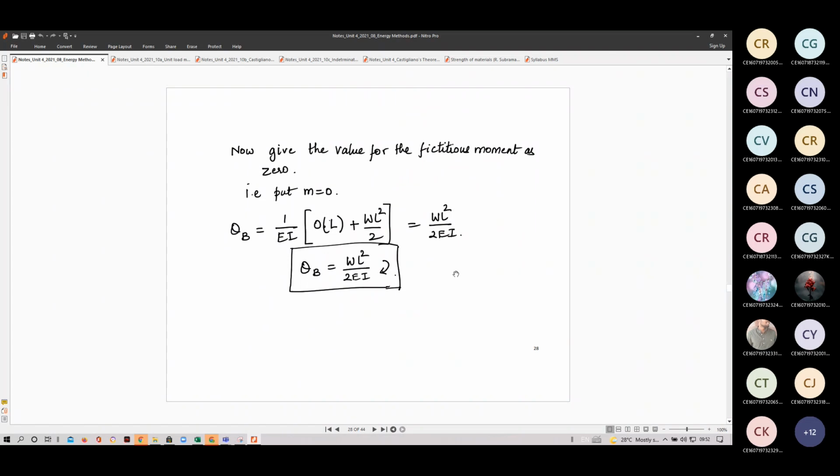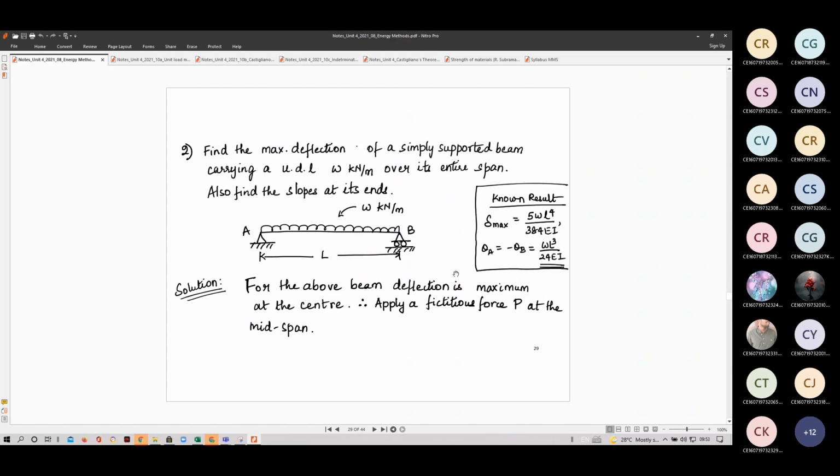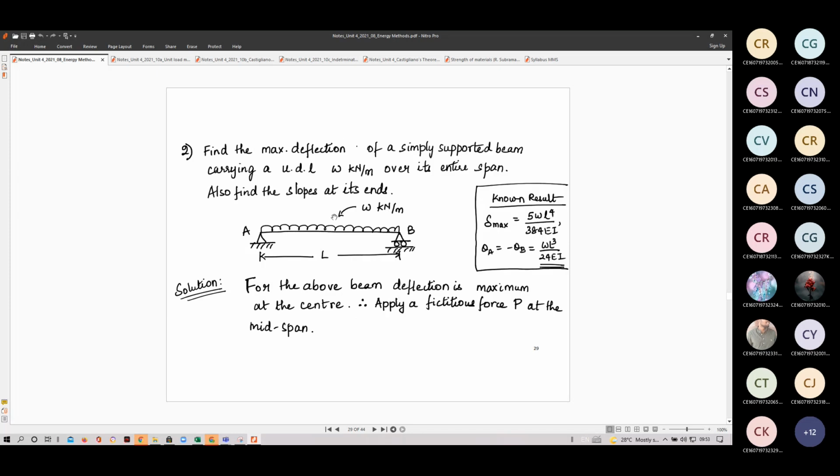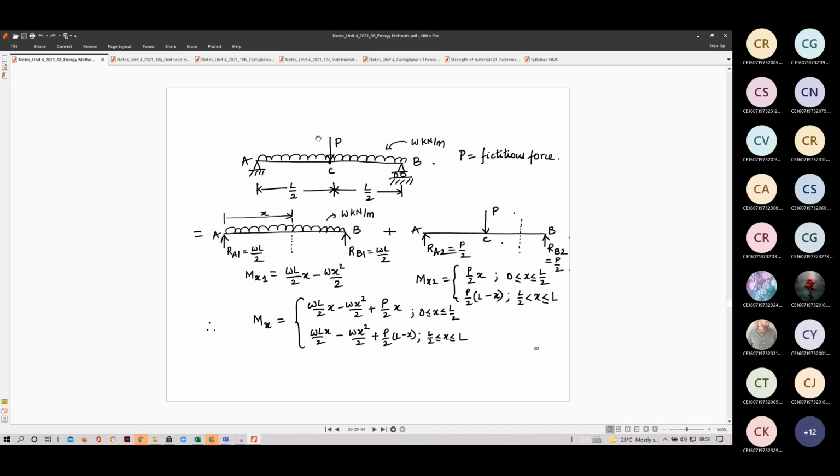Now the same Castigliano's theorem, we are using again to find the slopes at the endpoints and the maximum deflection of this simply supported beam with uniformly distributed load. Because we want the maximum displacement, which we know occurs at the center, we have to take a fictitious load.